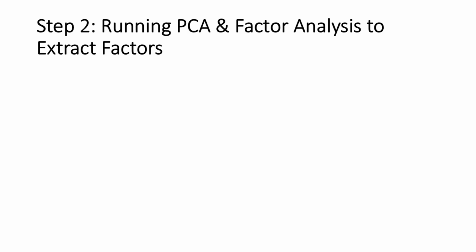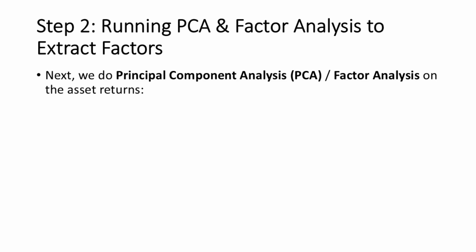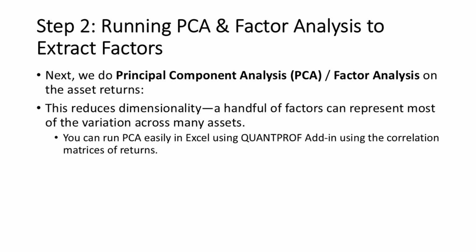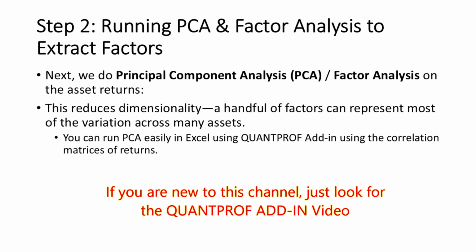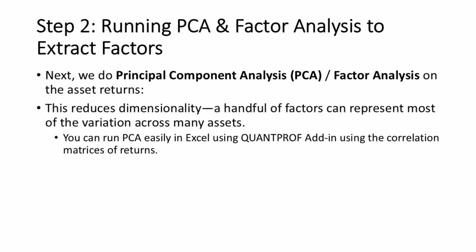So step 2 is you run the PCA and factor analysis to extract the factors. We highly encourage you to take a look at our previous videos to know how to work this. And again, the point here is that it reduces dimensionality. Only a handful of factors can be used to represent most of the variation across many assets. And you can run your PCA easily in Excel using QuantProf add-in for our demo exercises. Or if you're doing this large scale, you can use R or even Python.